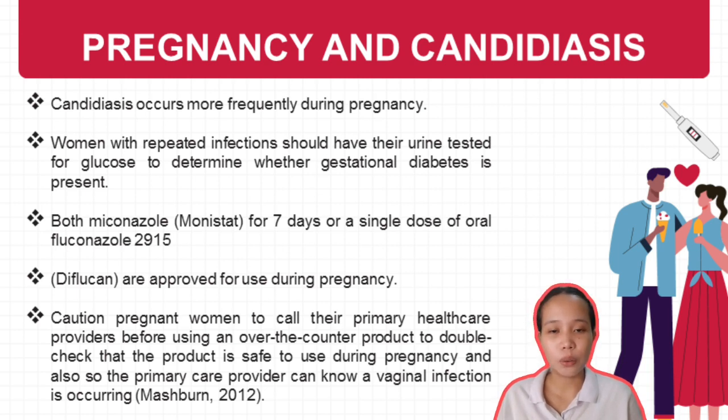Treating the infection during pregnancy is important not only because the profuse vaginal discharge and pruritus are uncomfortable but also because if the infection is present in the vagina at the time of childbirth, it may cause a candidal infection or thrush in the newborn. Caution pregnant women to call their primary healthcare providers before using an over-the-counter product to double-check that the product is safe to use during pregnancy and also so that the primary care provider can know a vaginal infection is occurring.